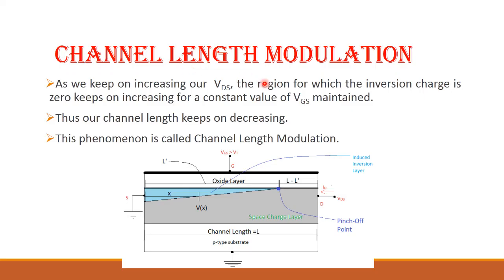Channel length modulation. Modulation means changing. Here as we keep on increasing VDS, the region for which the inversion charge is 0 keeps on increasing for a constant value of VGS maintained. So the channel gets decreased. This is called as channel length modulation. Here the channel gets pinched off near the drain, so automatically the channel length gets decreased.